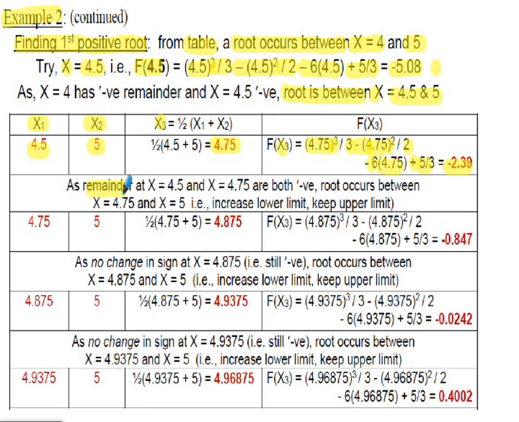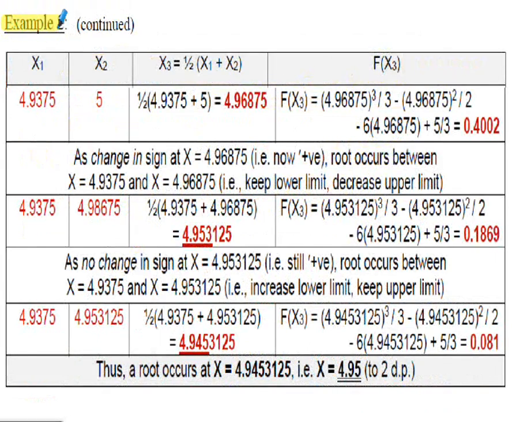We know the remainders at x equal to 4.5 and x equal to 4.75 are both negative, so for iteration number 2 we use 4.75 for the lower limit and keep 5 for the upper limit. The process from there on is identical. The example 2 iterations continue on the next slide. Example 2 further iterations, and what you should find is that the x value to 2 decimal places should be 4.95.